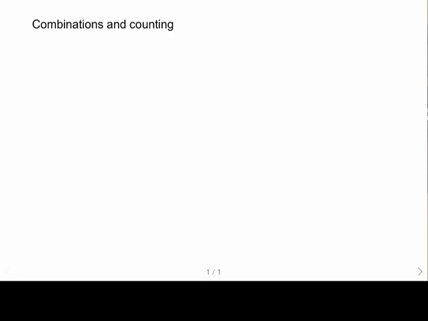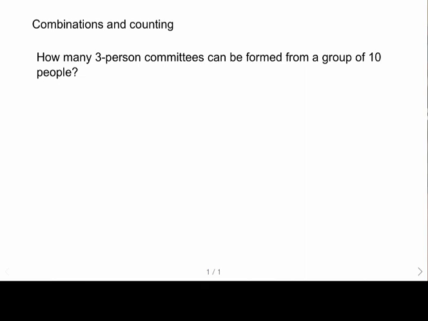In this session, we're going to see about combinations and ways of counting. Combinations can be used if we are, for instance, forming a committee of people that don't have titles. For example, suppose we are asked, as we are here, how many three-person committees can be formed from a group of 10 people. This is not a committee that has titles.